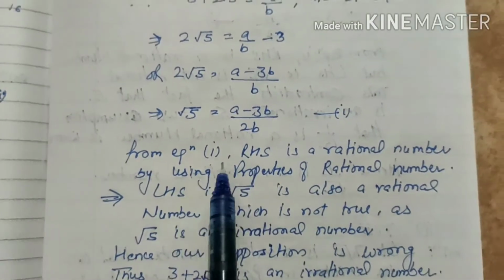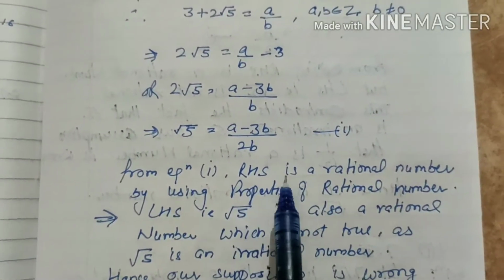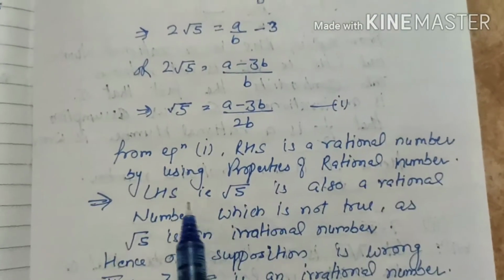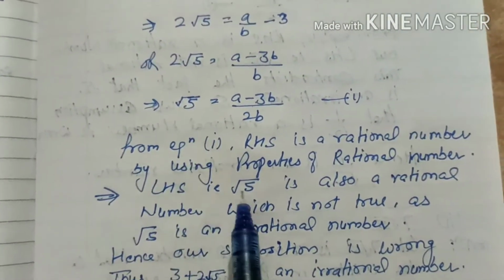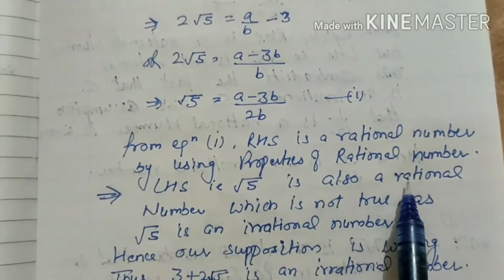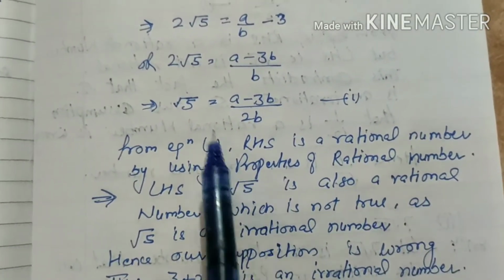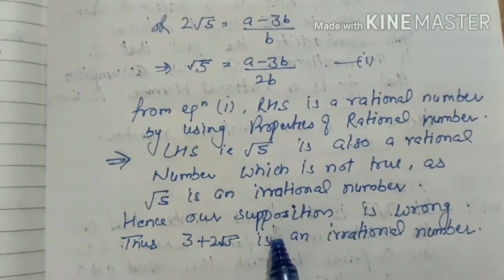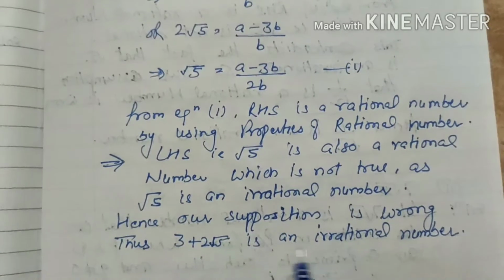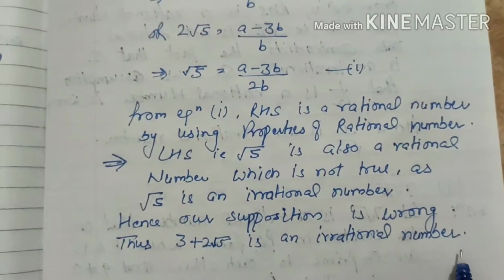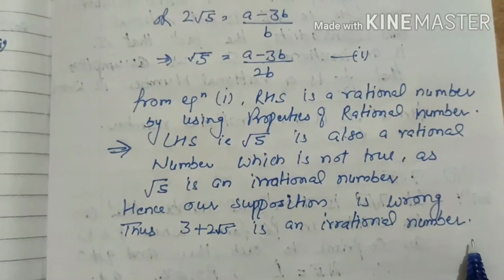So now from equation 1 you can see the right hand side is a rational number by using the property of rational numbers. But the left hand side, that is root 5, this implies is also a rational number, but we already studied that root 5 is an irrational number. So hence our supposition, or you can say our assumption, is wrong. Thus 3 plus root 5 is an irrational number. So this is all about question number 2. So pause the video and note it down.